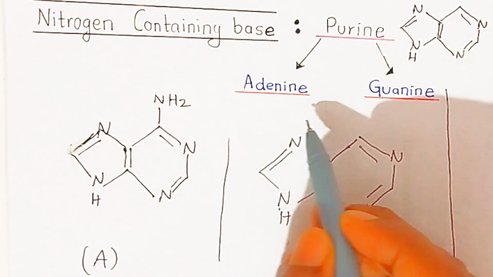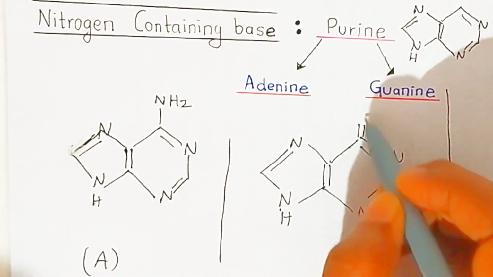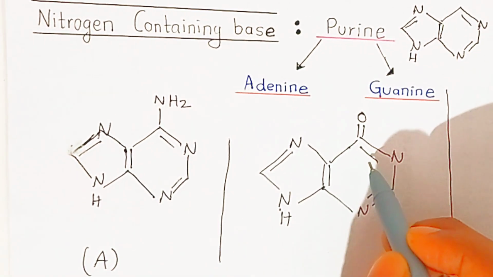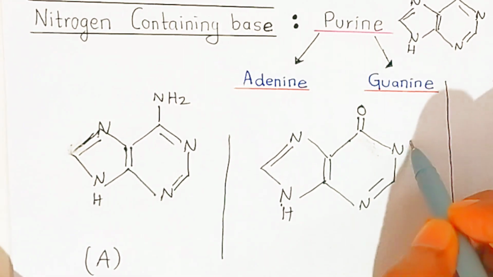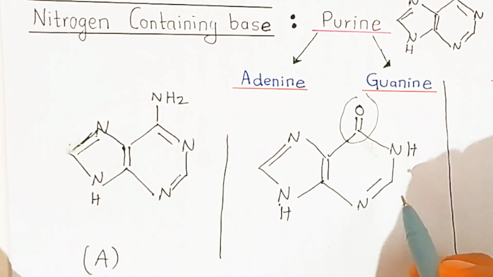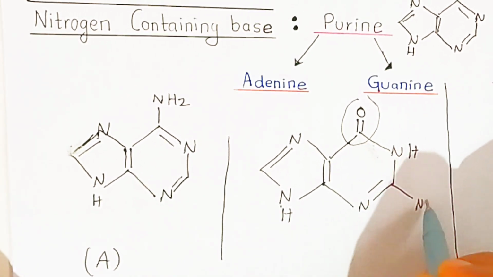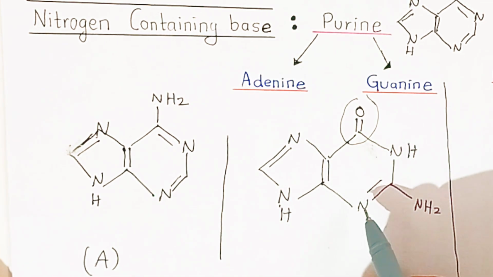Okay students, when this purine is called guanine, there is a double bond here, so this bond will be transferred to here. So this will be the carbonyl group in guanine, and this is the amine. Nitrogen of the amine is connected to this carbon. So understand, this will be the structure of guanine.